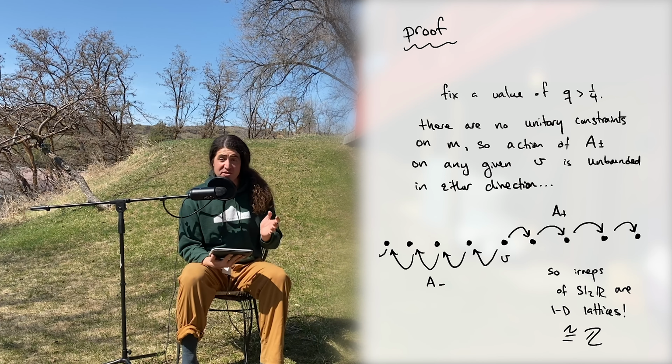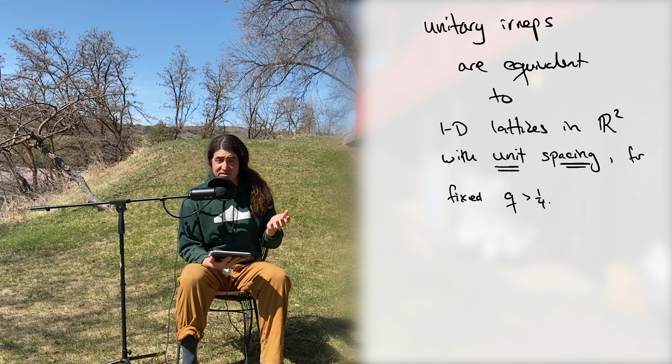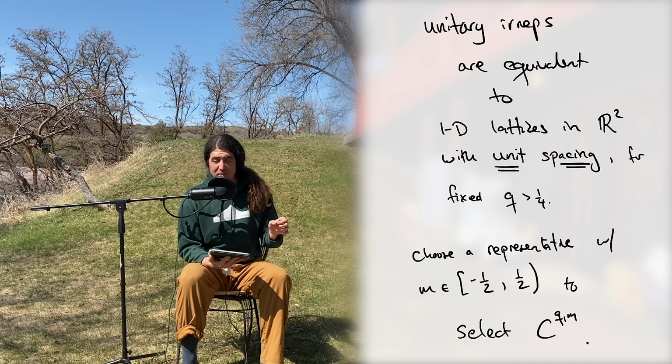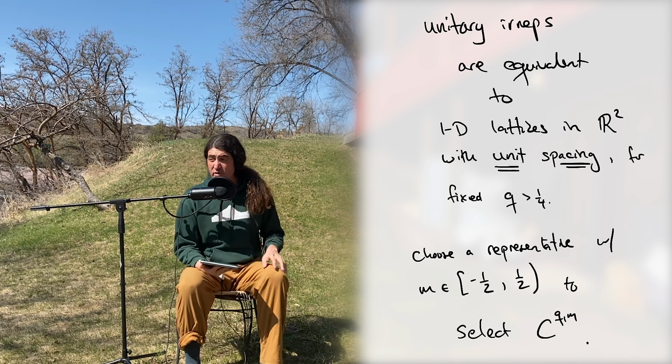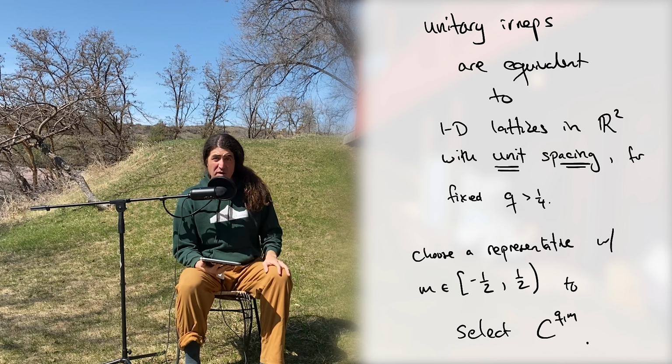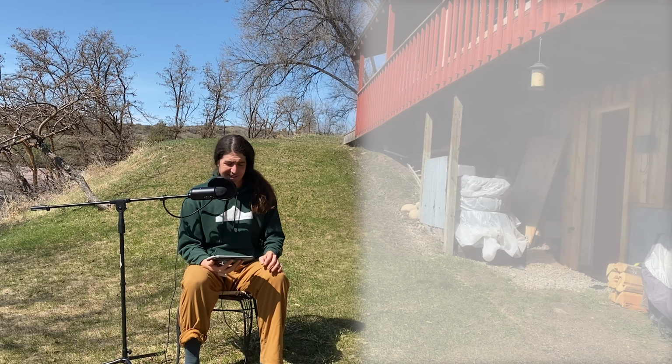So the question then just reduces to discussing, well, what are the distinct one-dimensional lattices in the plane for fixed values of Q? And we can uniquely index those by that semi-closed interval from -1/2 to +1/2. And so, boom, we're done. These, according to Bargmann, are the so-called continuous representations of SL2R. See, it's already much richer and much more complex.